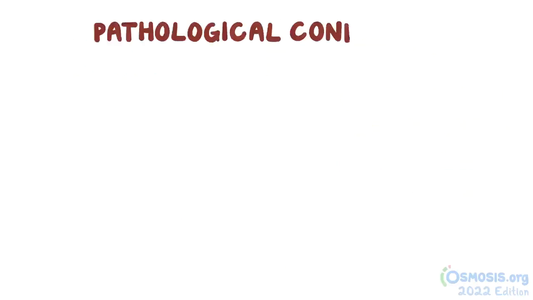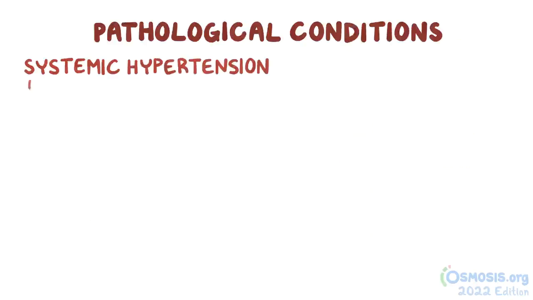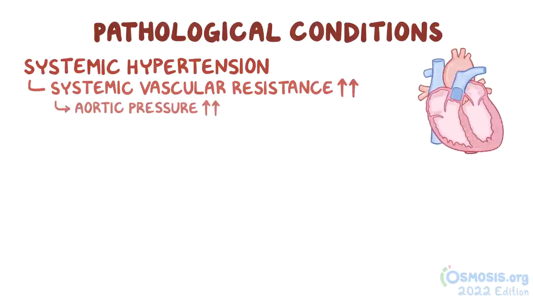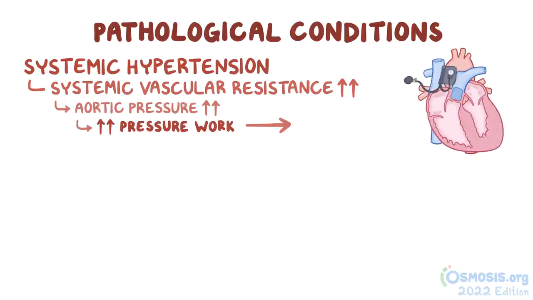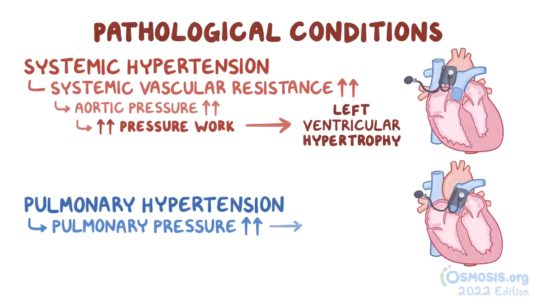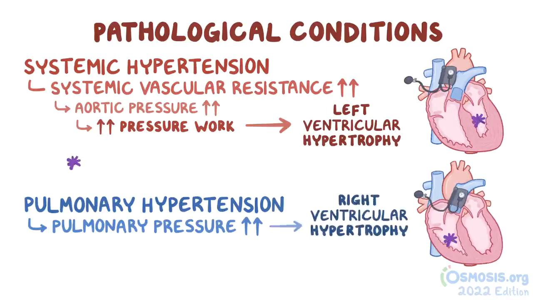In pathological conditions like systemic hypertension, where the systemic vascular resistance is increased, aortic pressure is higher than normal, so the left ventricle must perform even more pressure work. Over time, the left ventricle wall thickens even more in order to compensate, which is called left ventricle hypertrophy. Similarly, in conditions like pulmonary hypertension, pulmonary pressure is higher than normal, and that causes right ventricle hypertrophy. This increases myocardial oxygen consumption and keeps things balanced for a while.